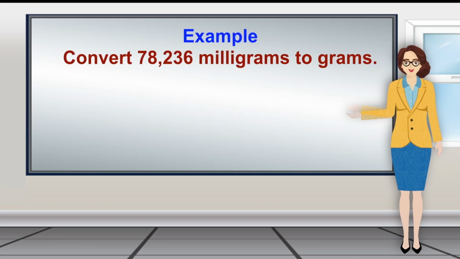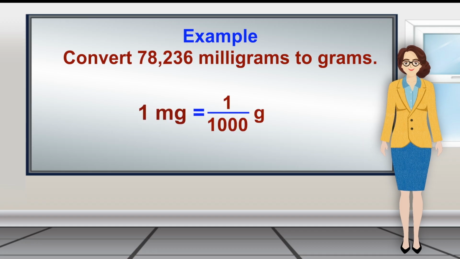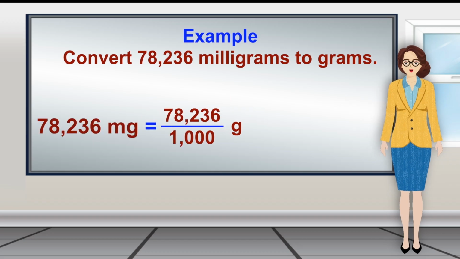Conversion of milligram and gram. Example: convert 78,236 milligrams to grams. 1 milligram is equal to 1 by 1000 grams. So, 78,236 milligrams divided by 1000 grams is equal to 78 grams and 236 milligrams.